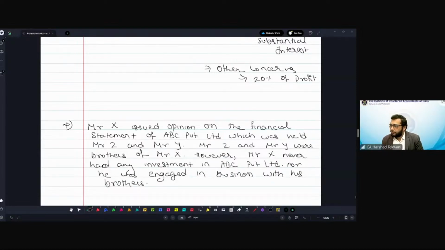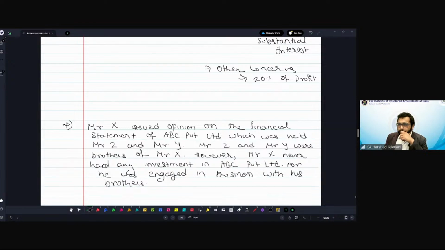Attracted. Even though he has not had any investment, since his brothers, Mr. Y and Z, are shareholders of ABC Private Limited, it's indirectly holding the power. So he cannot issue opinion. Anyone else?